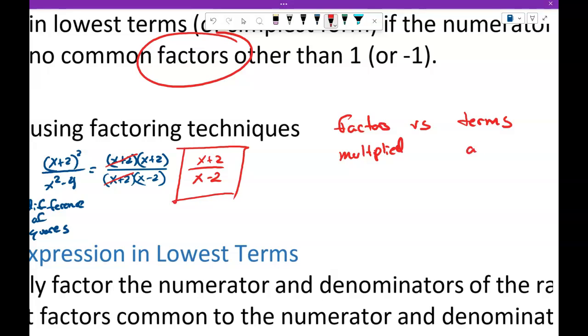while terms are added. So when we look at x plus 2 and x minus 2, x and 2 are not being multiplied, they're being added together, which makes each of these terms, not factors. Same with x minus 2. Those are terms, not factors. So since none of these are being multiplied, they're not factors, meaning we cannot simplify them. That is as far as we can go. Understanding the difference between factors and terms is critical when making sure that you're properly simplifying rational expressions.